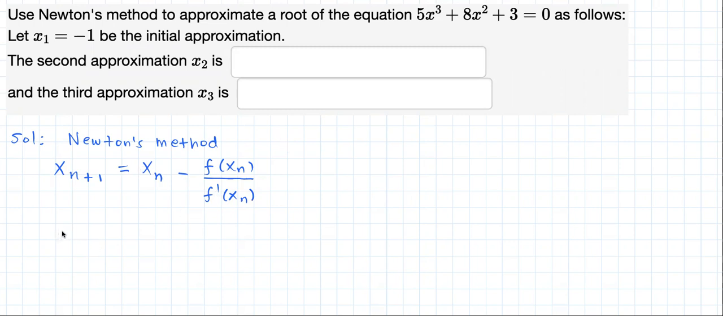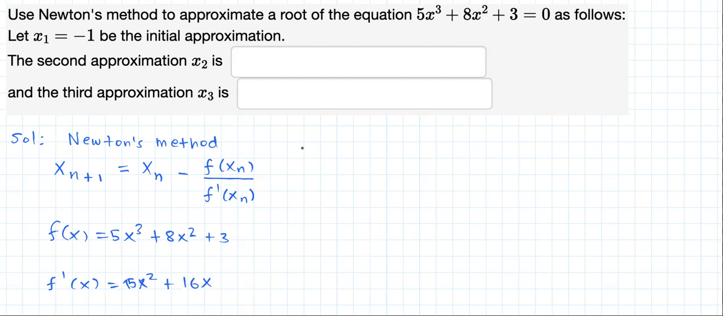So our function here is going to be the left side of the equation, right? So 5x cubed plus 8x squared plus 3. Good. The derivative of our function then should be 5 times 3, 15, x squared, plus 2 times 8, 16x. That is the derivative of our function, right?